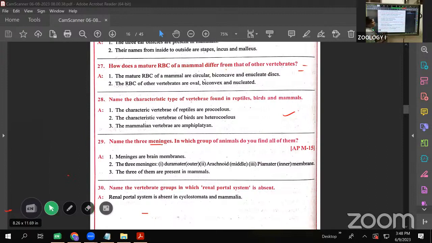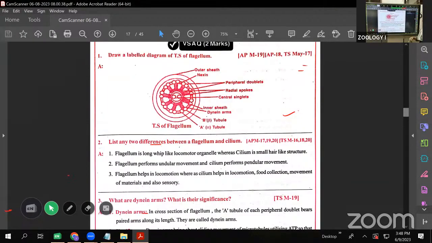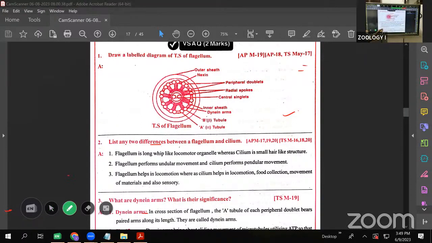Next, now some VSAQs we discussed from the fifth lesson, locomotion and reproduction. See this one. I already drew this diagram during the SAQs. One more time, I'll show how to draw this diagram. This is the TS of the flagellum; the cilium is the same as this. The flagellum and cilia both have the axoneme. This is the axoneme TS.